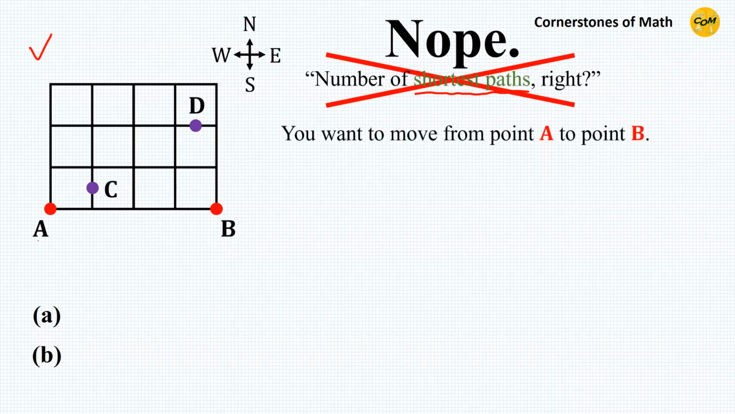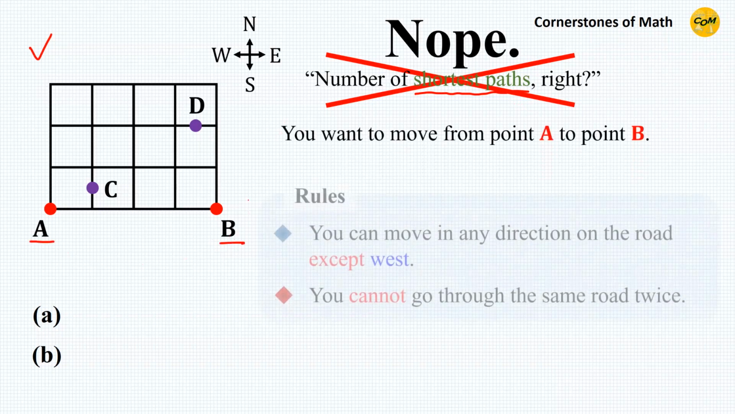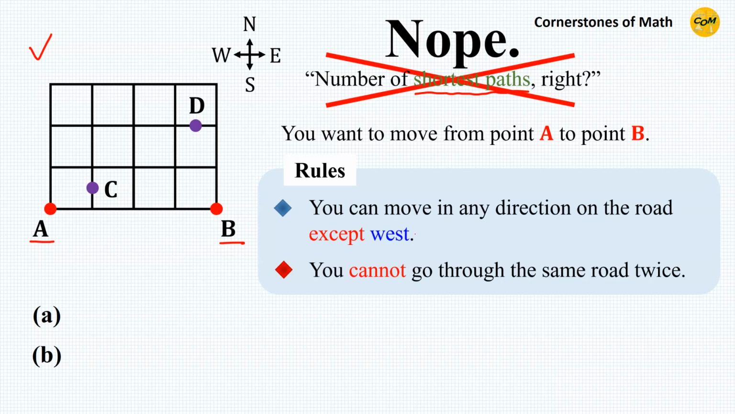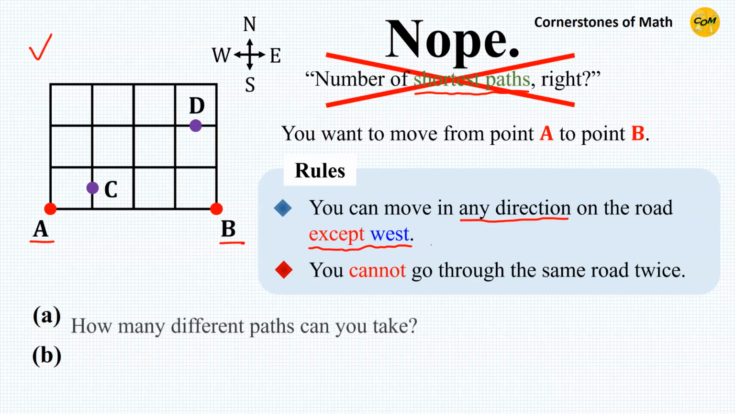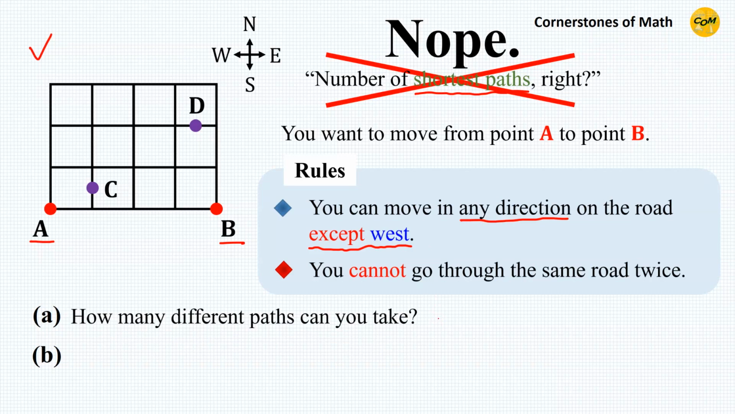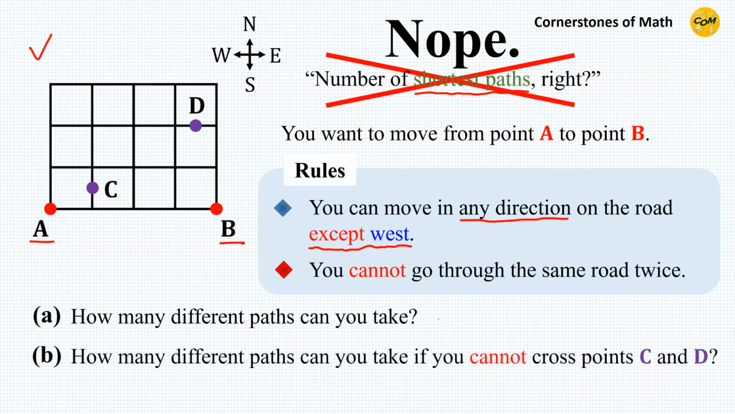Here, you want to move from point A to point B by following a set of rules. The first rule is that you can move in any direction on the road except west, and the second rule is that you cannot go through the same road twice. So under these rules, problem A is how many different paths can you take? And problem B is how many different paths can you take if you cannot cross points C and D?